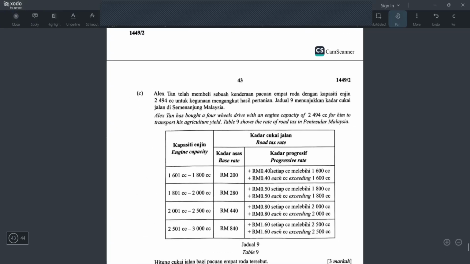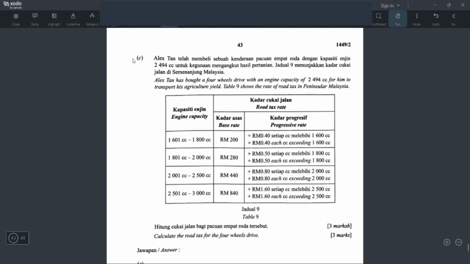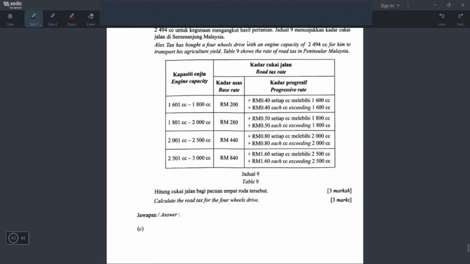Okay. Is there one more question? Yes. All right. Let's do C. Alex Tan has bought a 4-wheels drive with an engine capacity 2494 cc.